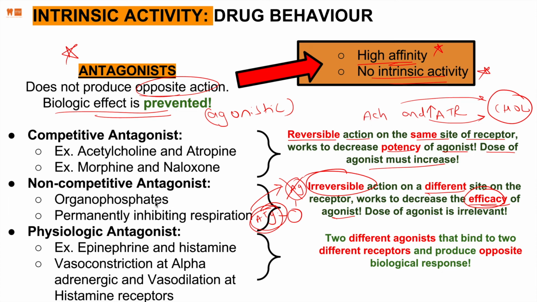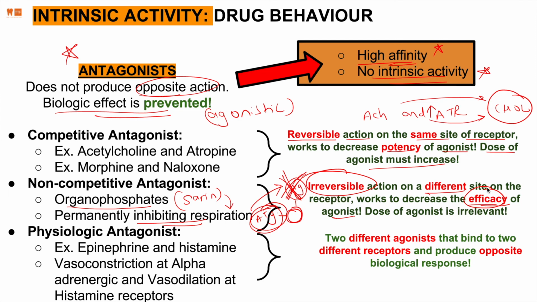However, non-competitive antagonists such as organophosphates, also known as sarin gas, permanently inhibit respiration, right? For example, in historic references, there was a sarin gas attack in Syria years ago where permanent inhibition of respiration took place and people could not breathe, because that organophosphate sat on the receptor and said, that's it, I'm going to prevent the agonistic activity of breathing completely and irreversibly.